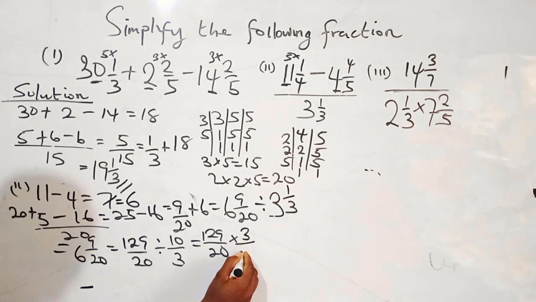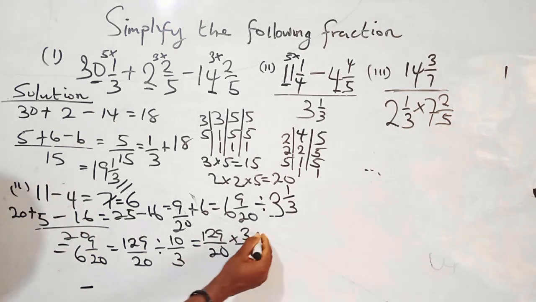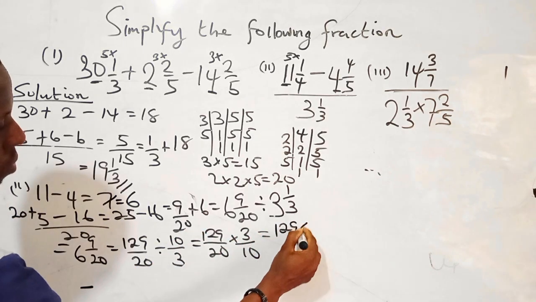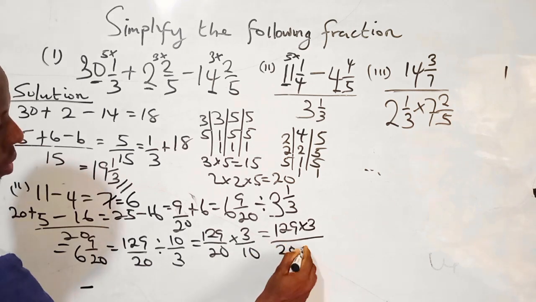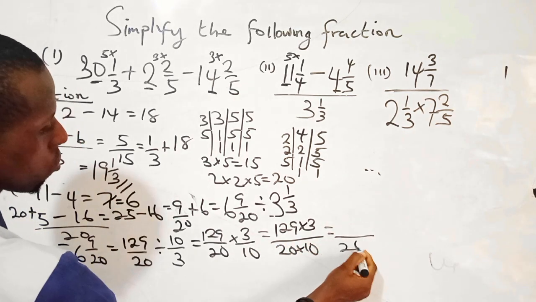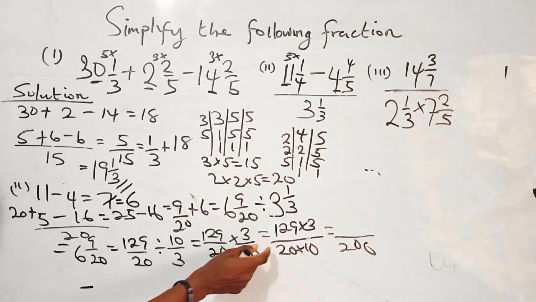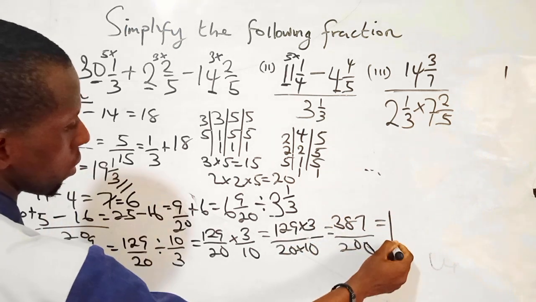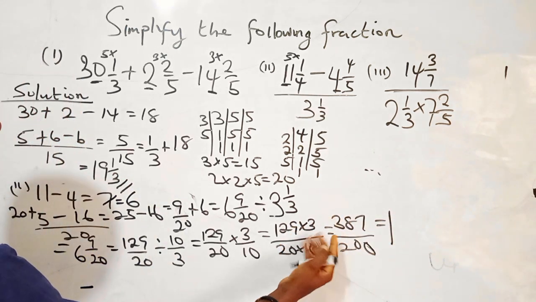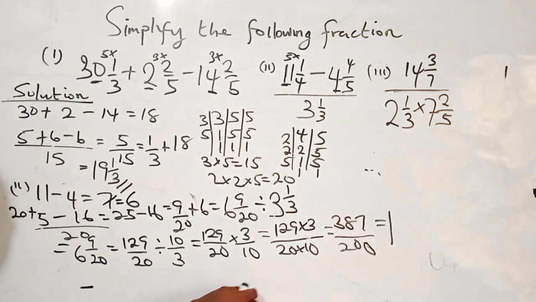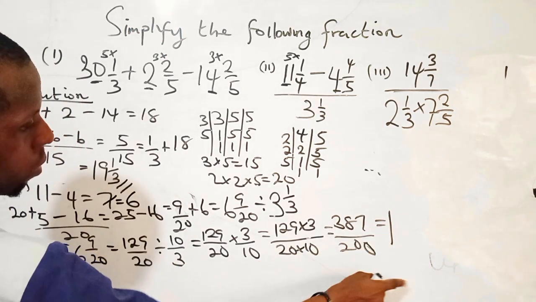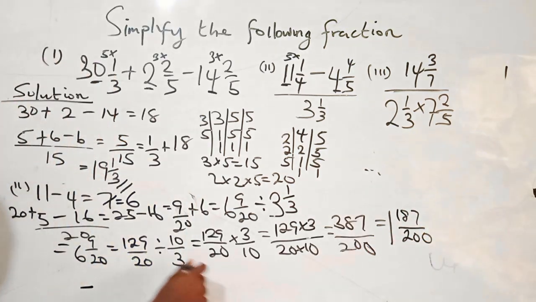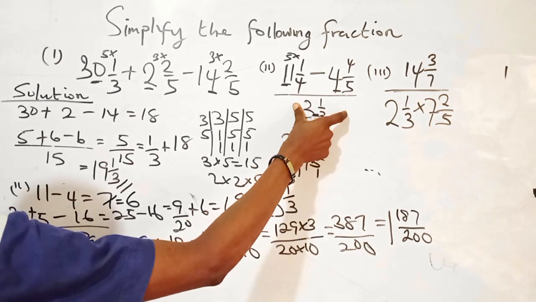So I have 3 over 10. Now I ask myself, do I have anything I can divide? Nothing. So I have to multiply out: 129 times 3 divided by 20 times 10. 20 times 10 is 200, and 129 times 3 is 387. When we divide, 200 in 387 is one whole number because we have an improper fraction, so it's better we change to a mixed fraction. 200 in 387 is just 1, with 187 left over 200. That is the solution to the second part.